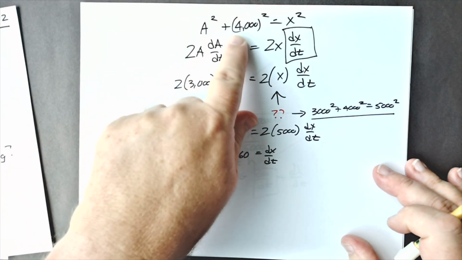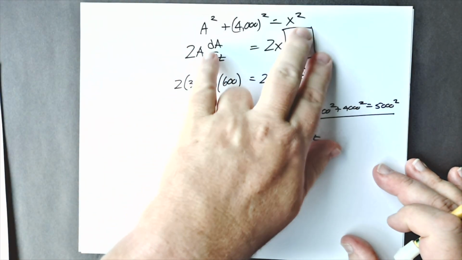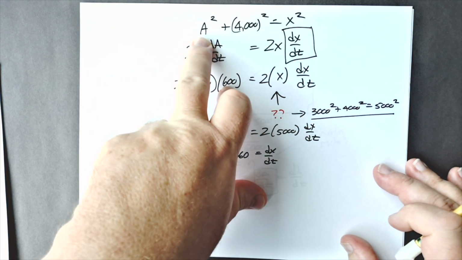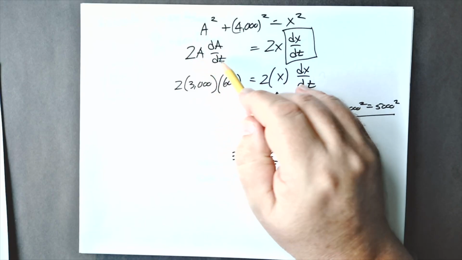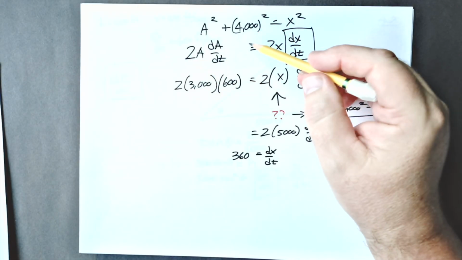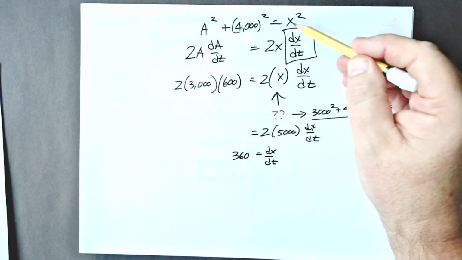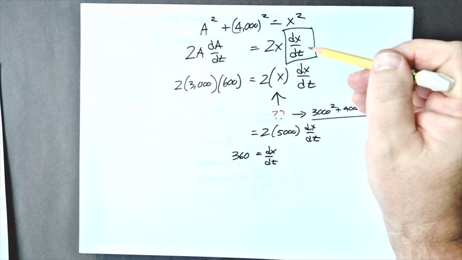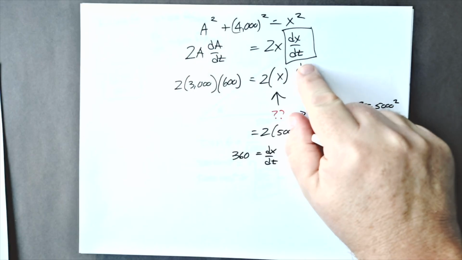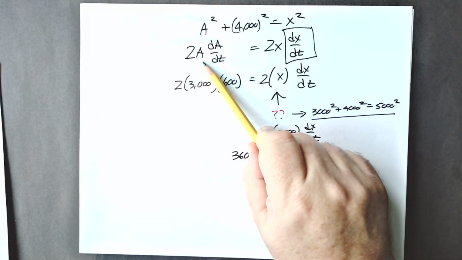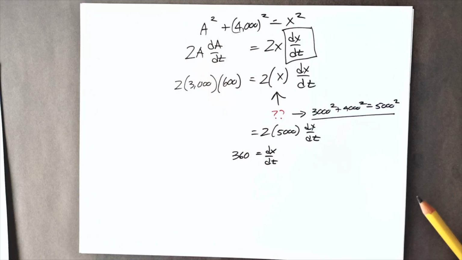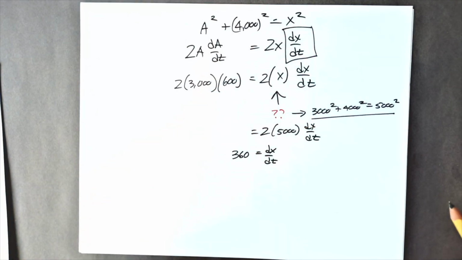When you take the derivative here, so here's our a squared plus 4,000 squared equals x squared. The derivative of a squared implicitly is 2a dA dt. This is just a number which goes to 0, so that goes away. And the derivative of x squared is 2x dx dt. Aha! There's our dx dt. That's what we were looking for, so we're on the right track. From here, we just start plugging things in. So a was that length of a, which we knew what it was, 3,000.